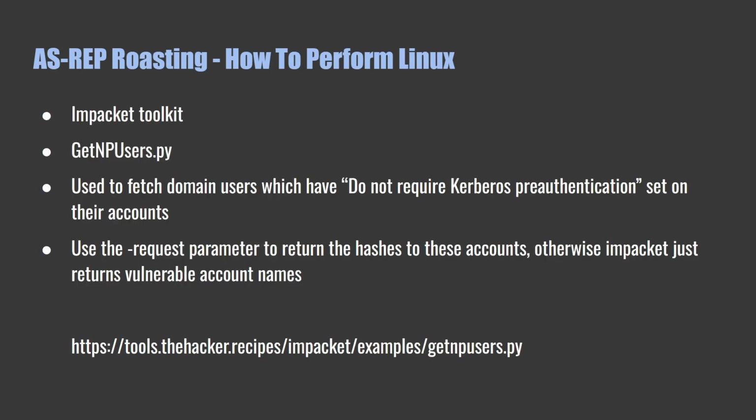How to perform it on Linux: you can use the Impacket toolkit, GetNPUsers.py. It's used to fetch domain users which do not require Kerberos pre-authentication set on their accounts. When you look at account properties in the GUI on the Active Directory environment, it has that property on there. It's just a little tick box: Do not require Kerberos pre-authentication. If that is enabled, an account is able to be AS-REQ roasted. You would use the -request parameter to return the hashes for these accounts. Otherwise, Impacket just returns vulnerable account names. If you use the request parameter, it will return the password hash back to you in the console.